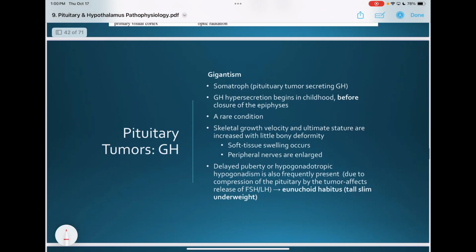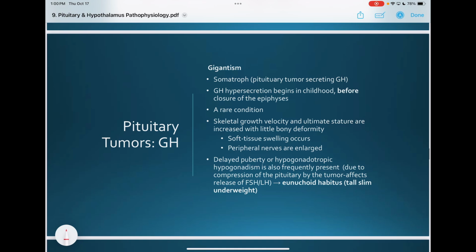Pituitary tumors, growth hormones. Now we're dealing with our somatotrophs. Soma is body, so that's where the growth hormone comes from. So gigantism and acromegaly are the 2 conditions with high growth hormones. The difference between the 2 is when it started. Gigantism begins in childhood before closure of the epiphyses, those growth plates.